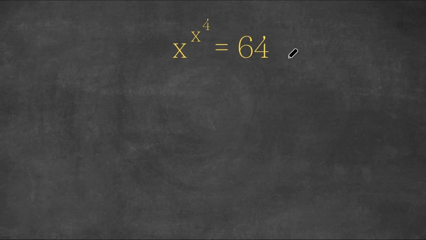So we have x to the power of x to the power of 4 equals 64. Now, what I'm first going to do is take the fourth power of both sides. So we're going to take the fourth power of x to the power of x to the power of 4, as well as 64.